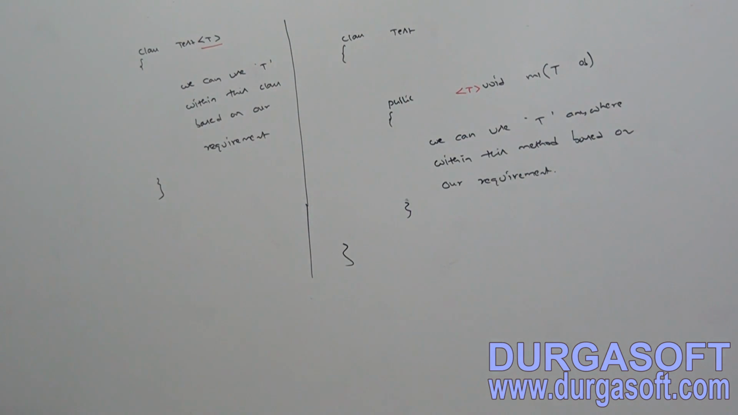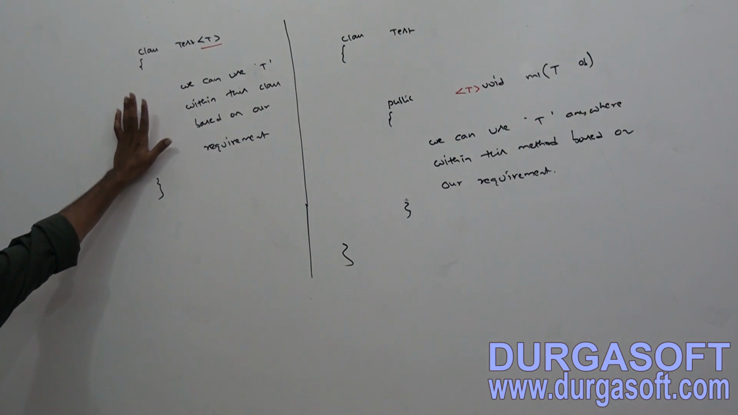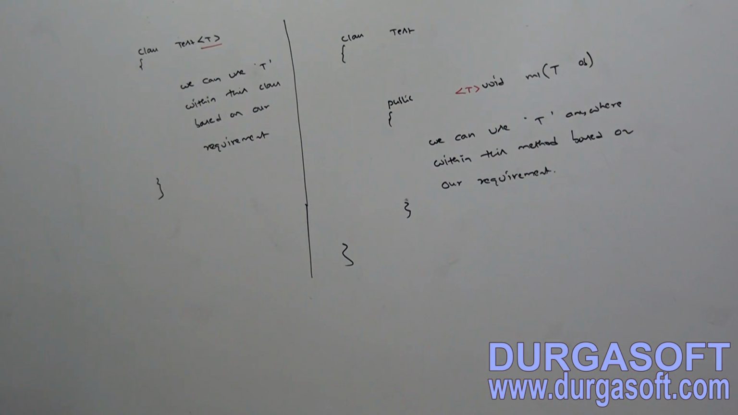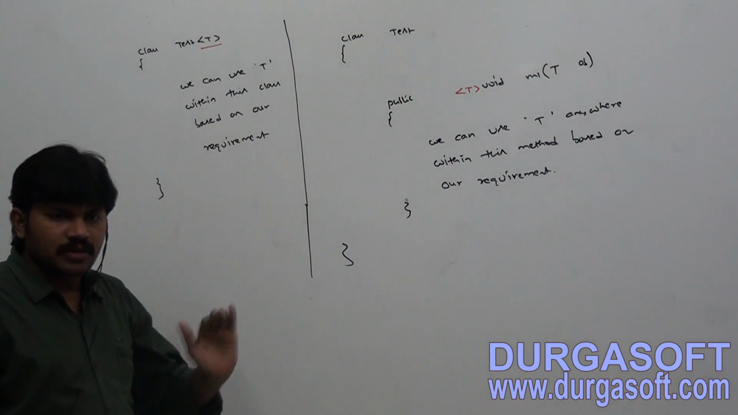So, declaring type parameter at a class level. Only this part, don't take the second. Completed, right? Now keep the next subheading.